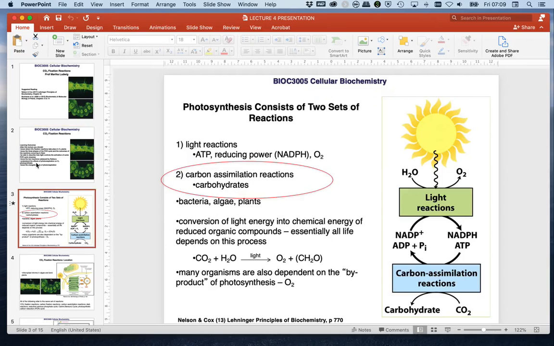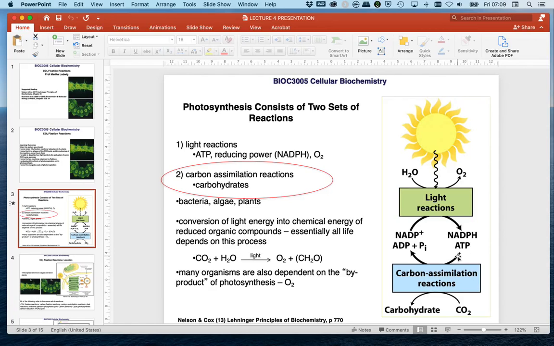So as I've said, the carbon assimilation reactions or the carbon fixation reactions, whichever way you like to call them, and there are some other names that we'll talk about in the next slide, is the second part of photosynthesis. We consider it the second part because the reactions of carbon assimilation use the products of the light reactions. You can't have carbon assimilation without having the ATP and the NADPH that's made from the light reactions, and that's illustrated in the cartoon on the right-hand side of the slide.